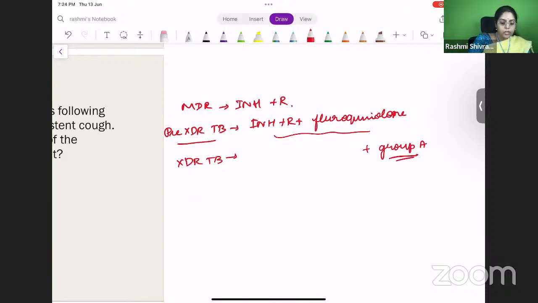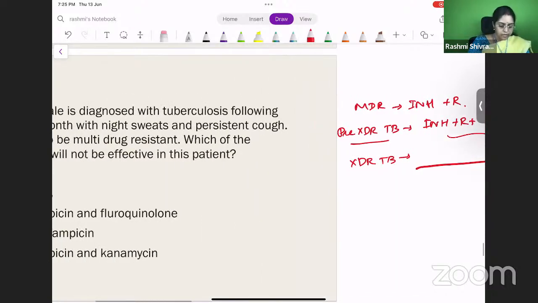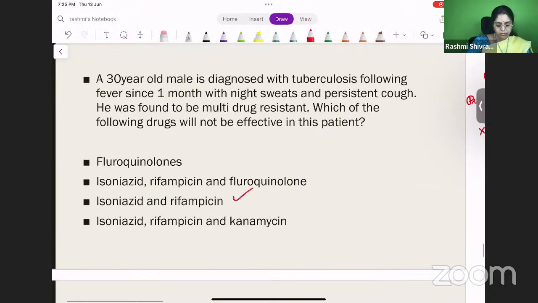So what are the group A drugs basically? You have linezolid or bedaquiline or levofloxacin. If along with pre-XDR TB, the patient is having resistance to one more of the group A drugs, linezolid, bedaquiline, or levofloxacin, that means the patient is having extended drug resistance tuberculosis. So these are the important things that you must remember. MDR is INH plus rifampicin. So the answer for this question will be INH plus rifampicin.